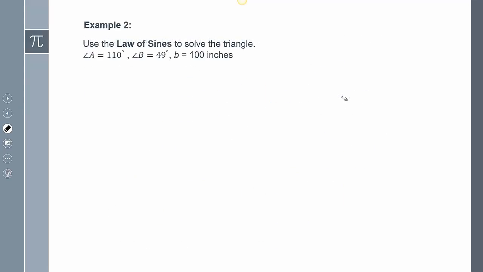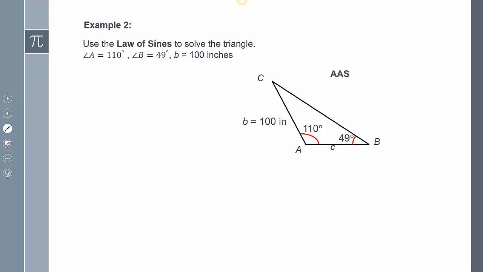Next one, it says use the law of sines and solve for the triangle. So we need to draw out our triangle again and label it. So angle A is 110, angle B is 49, and B is 100 inches. So once again, I need to know what relationship this represents. And so this is going to be angle, angle, side. And so I know I'm going to use the law of sines to be able to solve it.